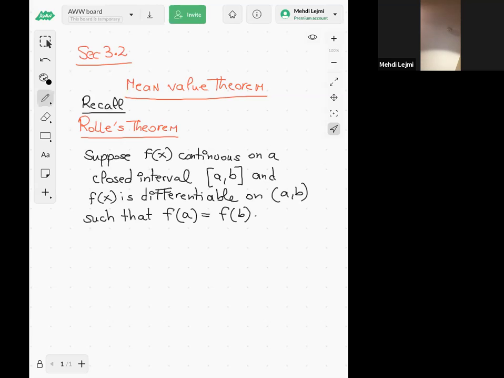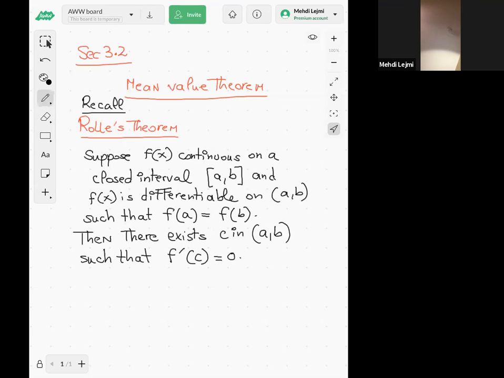So the theorem says the following. The conclusion of the theorem is the following: there exists a number c in the interval (a, b) such that f prime of c is equal to 0.